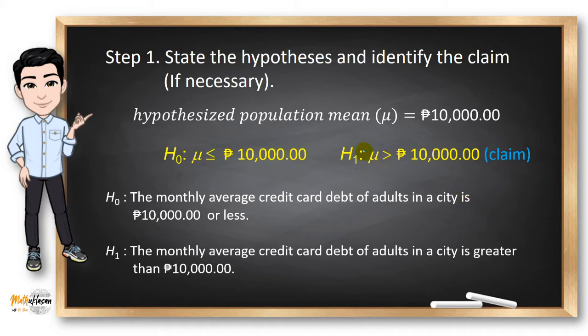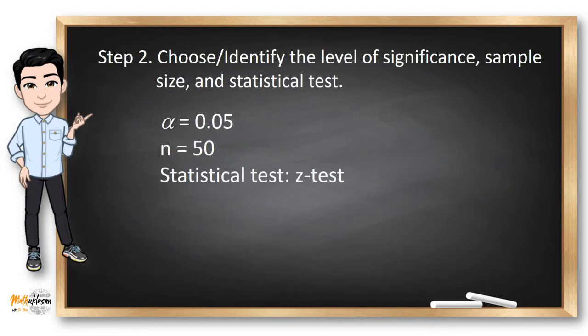And now, to continue, since the alternative hypothesis is greater than, the type of test that we have is right-tailed. After which, we need to choose or identify the level of significance, sample size, and statistical test. The significance level is 0.05 as stated in the given. The sample size is 50. And since the financial analyst is trying to compare the sample mean to the population mean, the z-test is the appropriate test for this one.